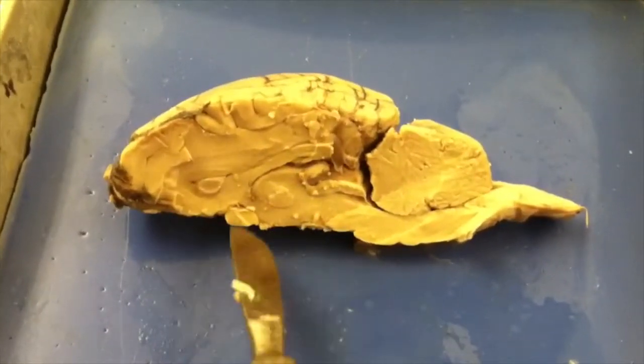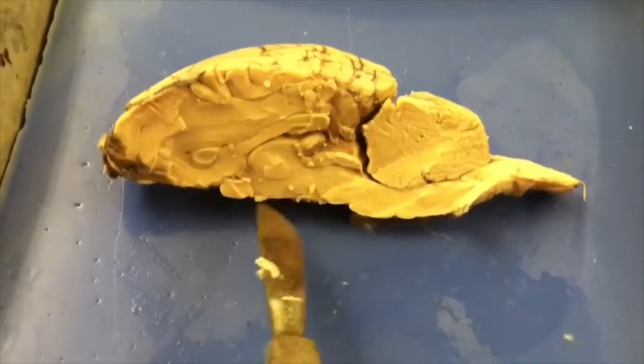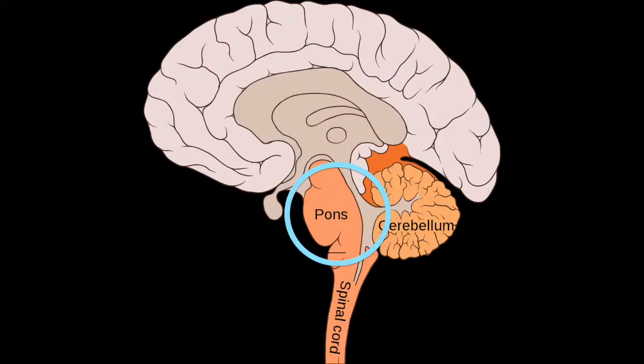This is the pons. This piece of anatomy serves as a bridge between other parts of the brain. The pons is involved in controlling arousal, autonomic functions, relaying sensory information between the cerebrum and the cerebellum, as well as sleep.